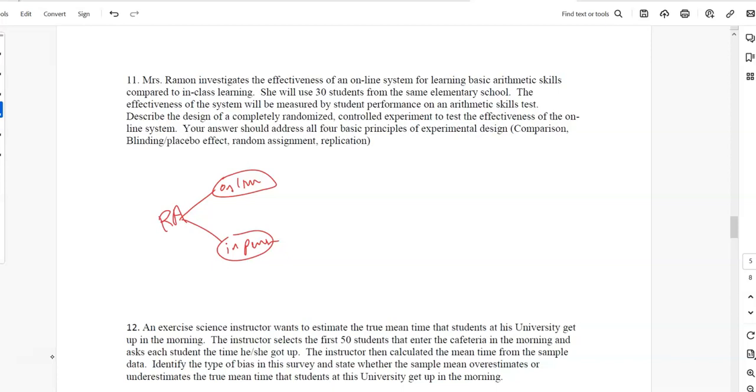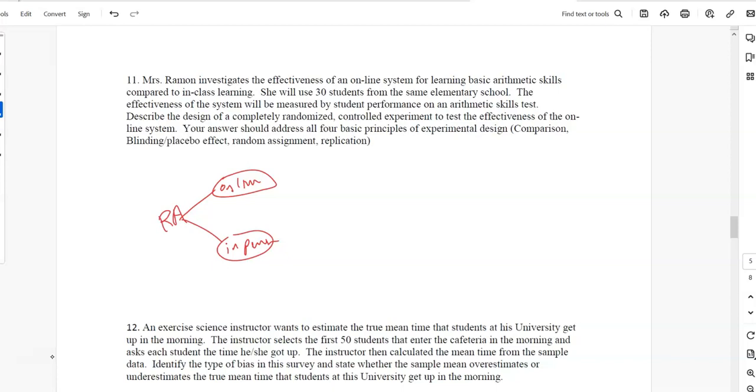Then we control for other variables. We're going to treat as much of this as we can the same. So maybe the grade level, keep that the same. Duration of how long the instruction is. If it's 53 minutes, make it 53 minutes for both. So controlling as much as we can in this experiment is going to increase the effectiveness of it. We're going to know the result is due to the change in the treatment.